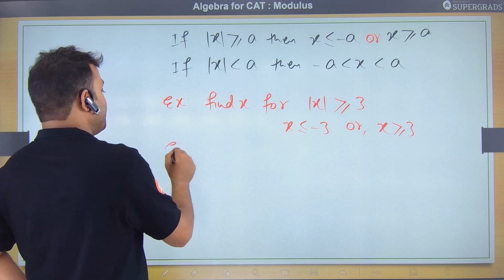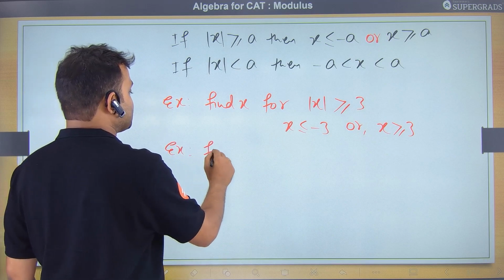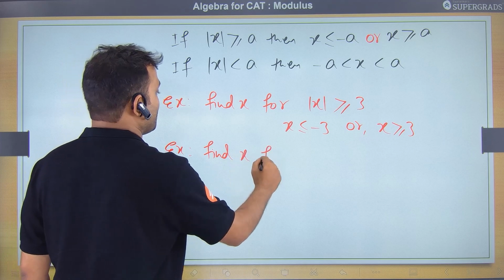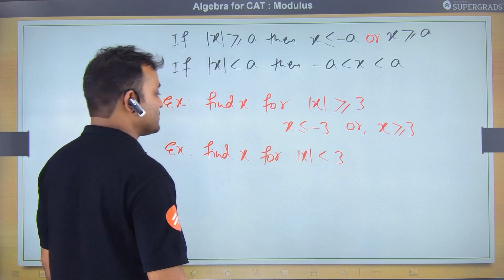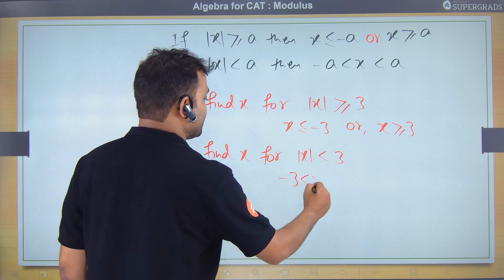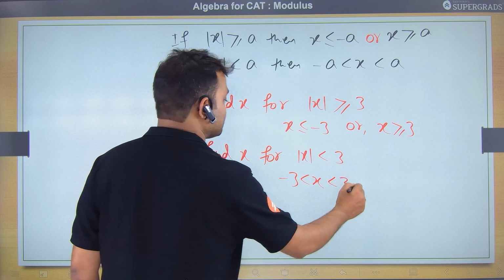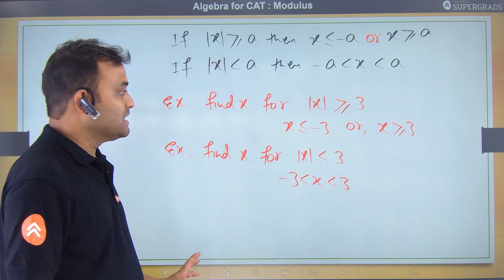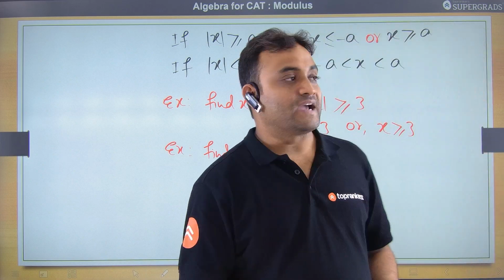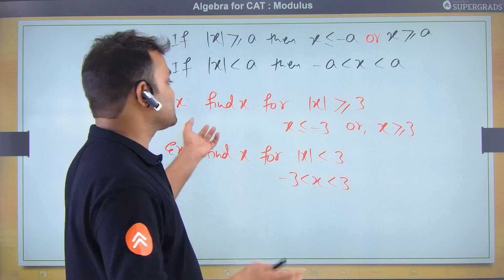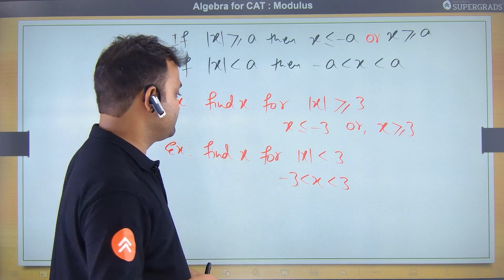Now, if we take another example like find x for mod of x is less than 3. So what we can say is that x will be greater than minus 3 and less than 3. The same method can be used for expressions which are not only x, where something else is involved.